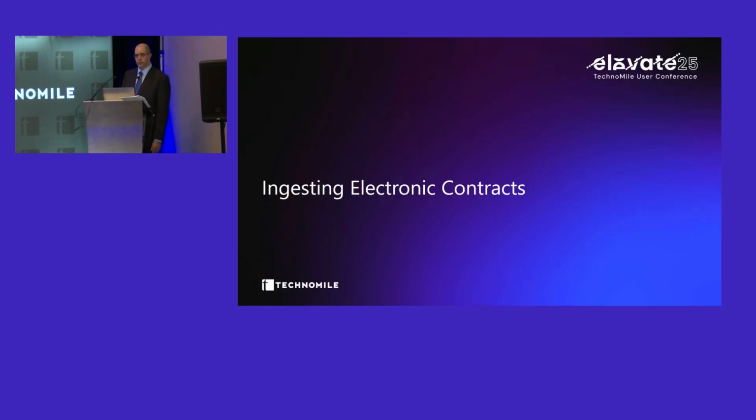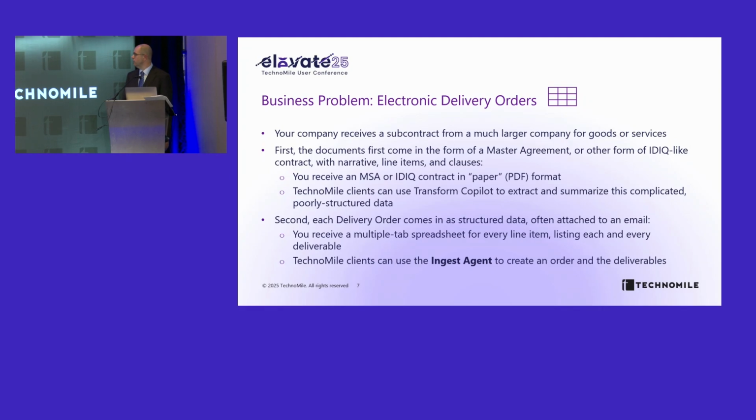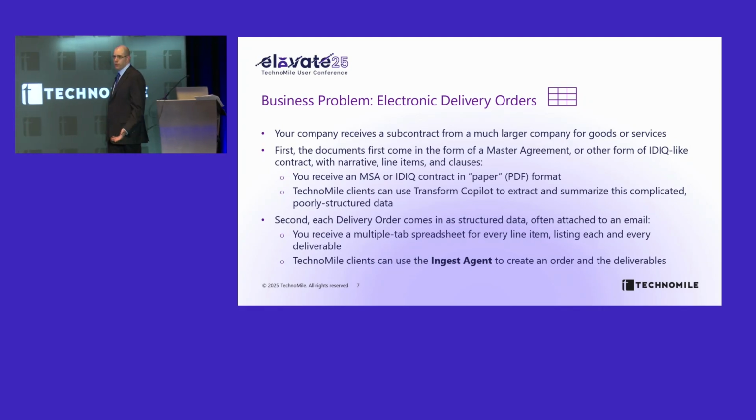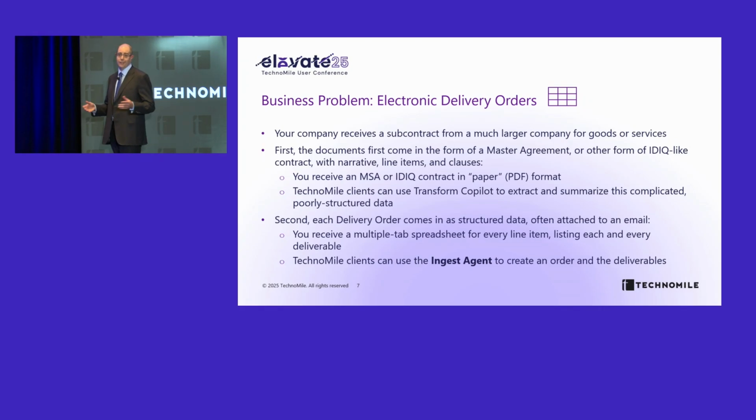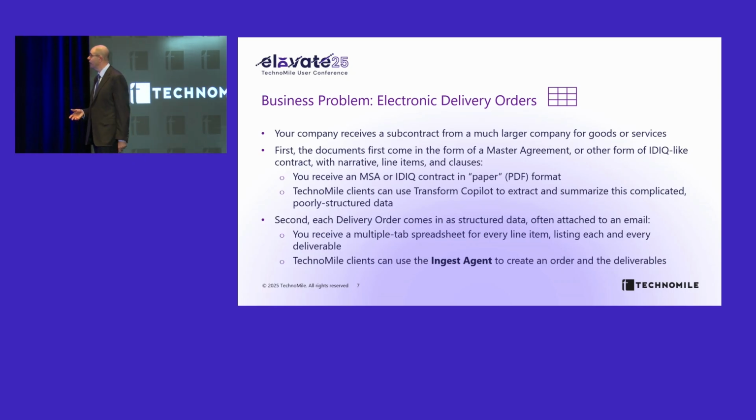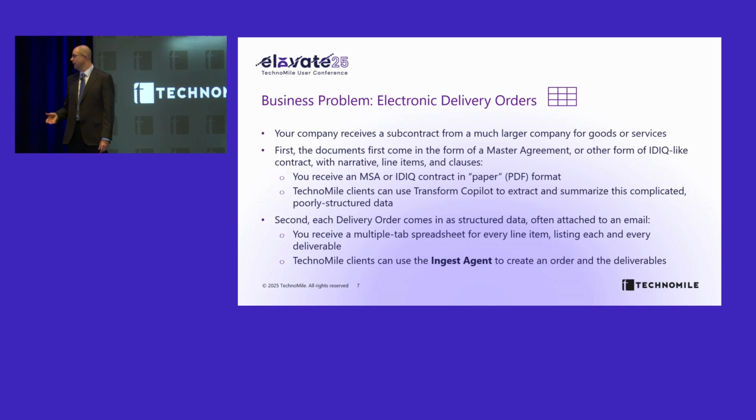So let's go down to the first one, ingesting electronic contracts. These are really delivery orders, but it turns out this agent, even though we designed it for a delivery order, worked on anything we put into it. We were actually very surprised. Example: your company receives a subcontract or delivery order from a much larger company for goods or services.